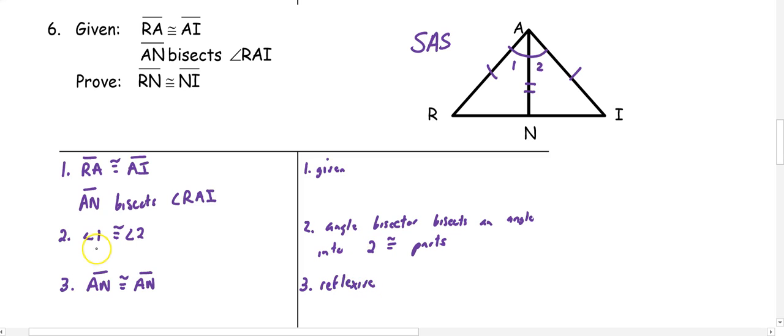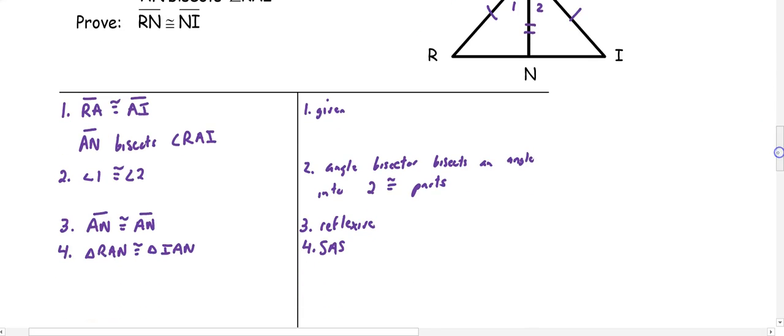Now that we have three pieces of information, we can prove that the triangles are congruent. So triangle RAN is congruent to triangle IAN, and we said by side angle side. And then our last step is that proof statement. So step 5, RN is congruent to IN by CPCTC.